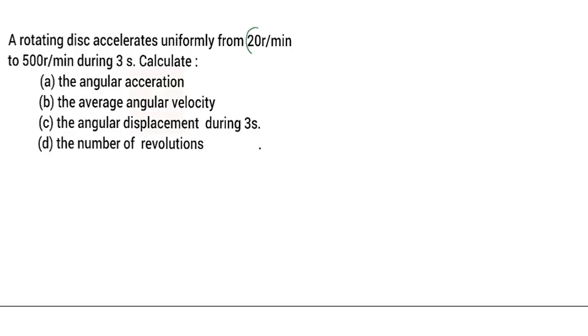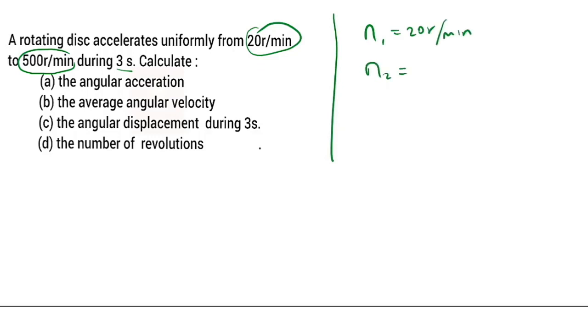Here, we are given this rotation per minute and also this rotation per minute and these seconds. So let us separate it. We're given n1 to be 20 revolutions per minute, then n2 is 500 revolutions per minute, and we are also given the time, which is 3 seconds. That's only what we are given.